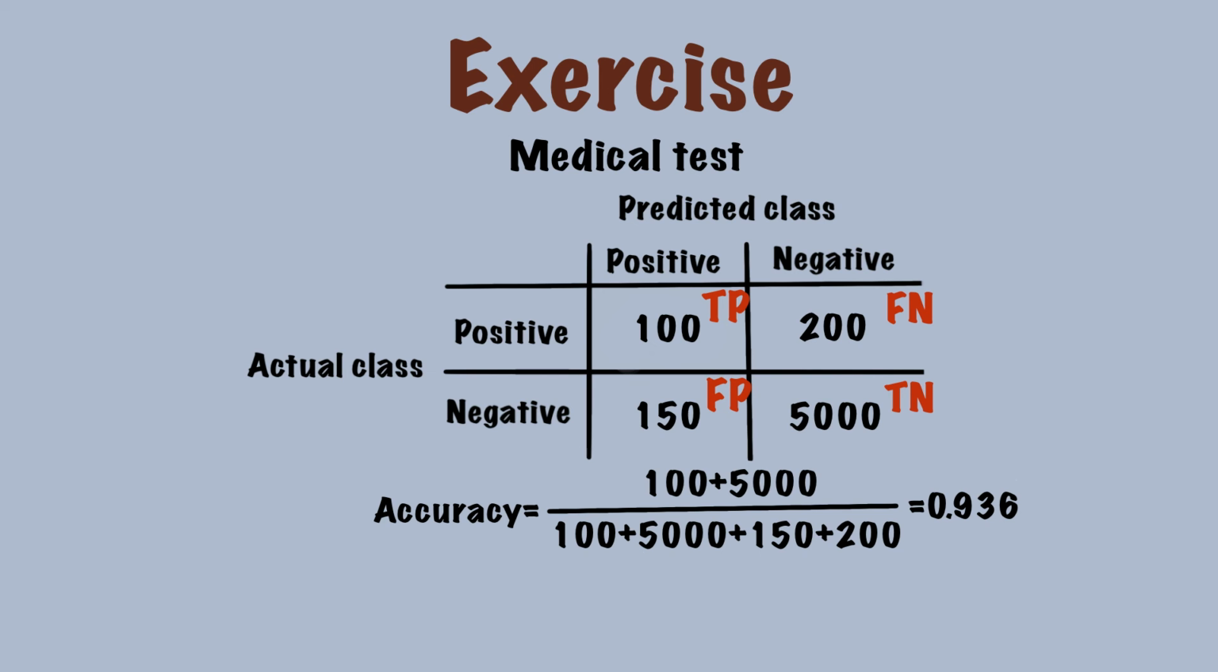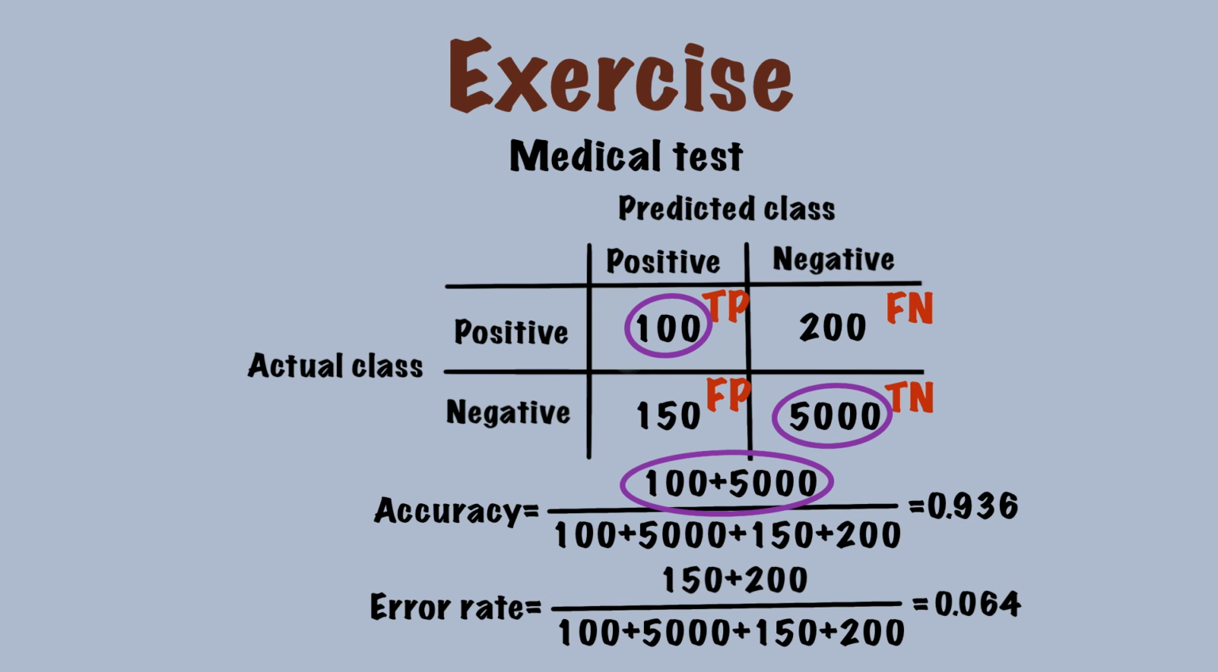Then, the accuracy is the percentage of correct classification, which is 0.936. The number in the numerator is TP plus TN because they both start with true. Next, the error rate is the percentage of incorrect classification, which is 0.064. The numerator is the number of data points belonging to FP or FN, since the prediction is false. That's it. The calculation of accuracy and error rate is just like this.